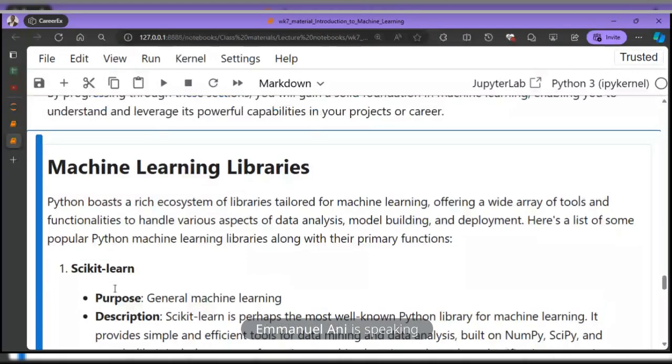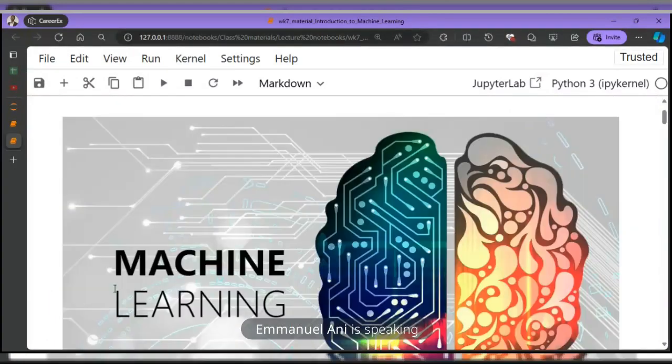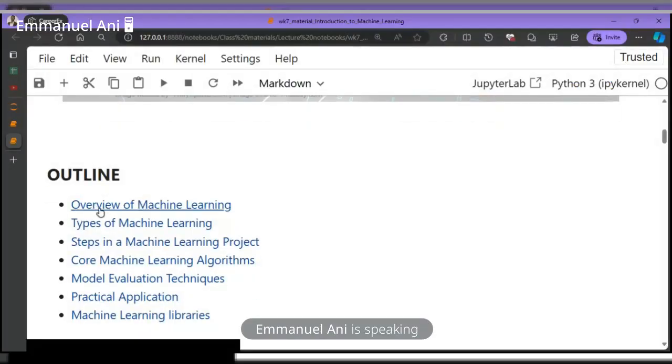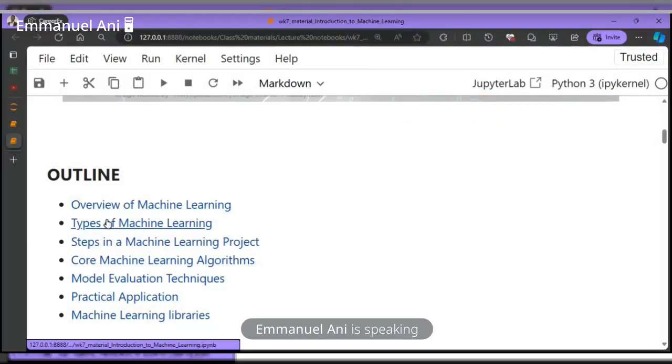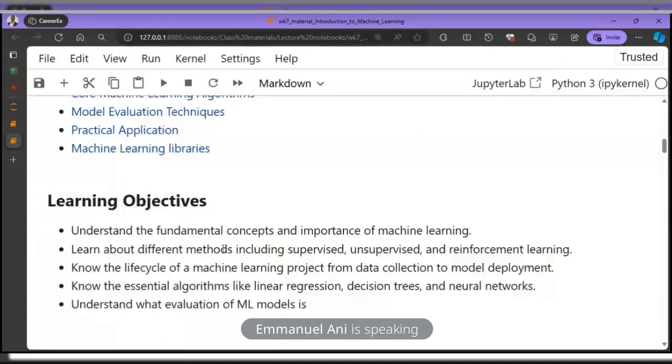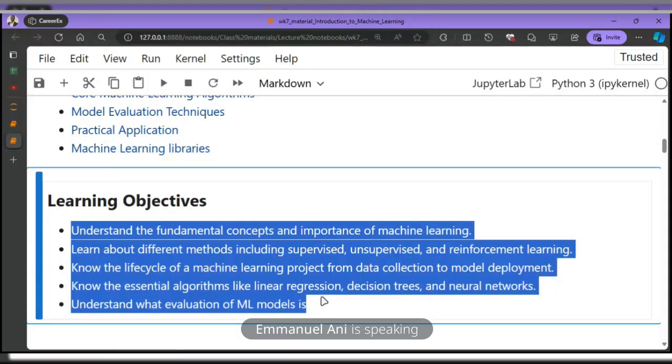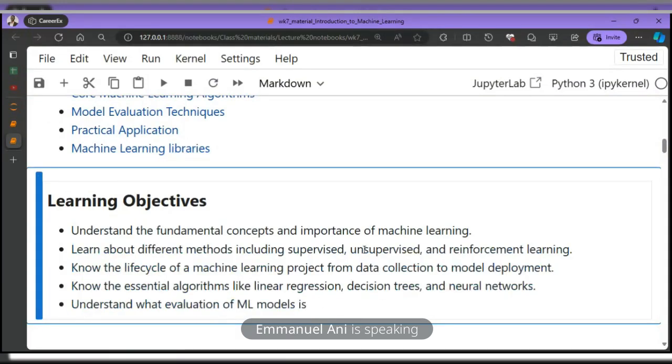So that is it for today. We've actually introduced machine learning to us. Let's see the outline again. We looked at the overview of machine learning, types of machine learning, steps in a machine learning project, core machine learning algorithms, model evaluation techniques, practical applications, and machine learning libraries. So we'll be able to cover everything. If you look at these learning objectives, you should be able to align yourself with these objectives.